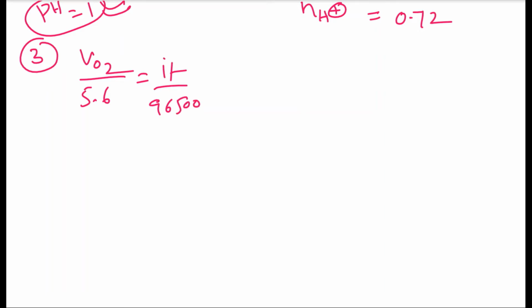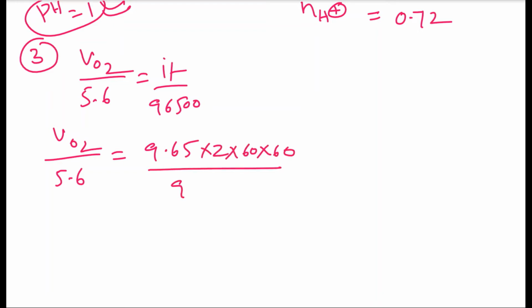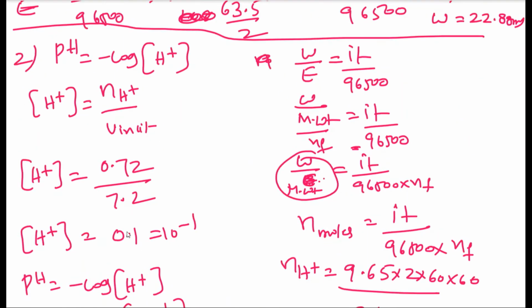You can take one part of that sequence formula. Here you have to calculate V O2. Then V O2 by 5.6 is equal to I value, 9.65 into 2 into 60 into 60 by 96,500. Approximately you are getting 4 liters. Okay, so this is the volume of O2. There are three sub problems, and we completed those three sub problems.